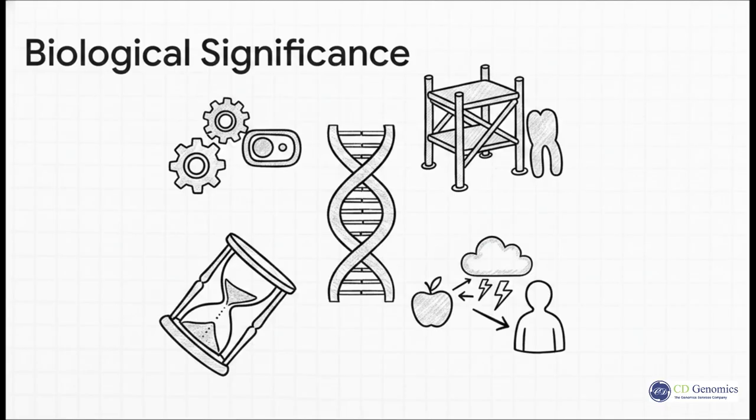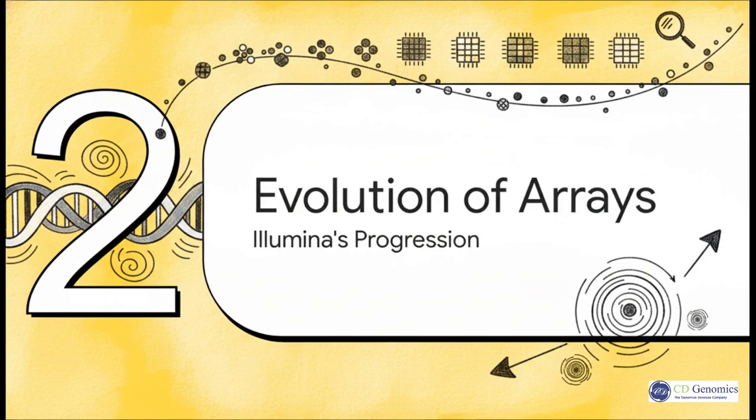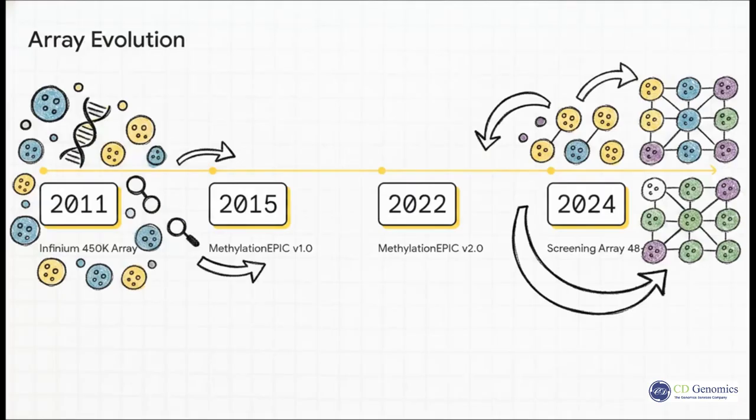When environmental factors interact with the epigenome, they leave physical marks. Mapping those marks across vast populations is exactly how we understand the precise biochemical pathways that drive complex phenotypic differentiation. Moving right along to Section 2, the evolution of array technologies, tracking Illumina's progression. Let's do a quick history lesson on how researchers have actually been measuring these tiny epigenetic marks over the years.